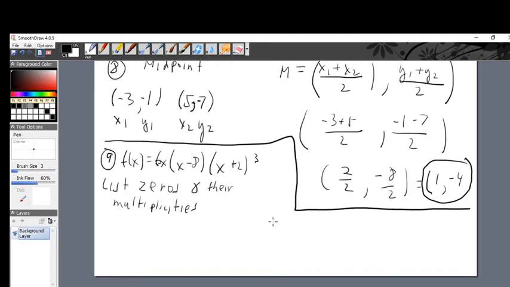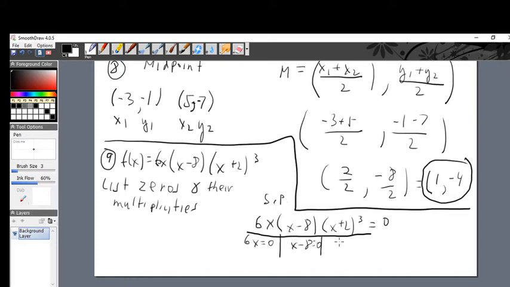Okay, now, what do you do on the scrap paper? Here's what you do. Set up the exact same thing you see over here, 6x times x minus 8 times x plus 2 cubed equals 0. Go into the T formation, but it's going to be a double T. Set up 6x equals 0, x minus 8 equals 0, x plus 2 equals 0. Ignore the cube for the moment. Set them all up equal to 0.